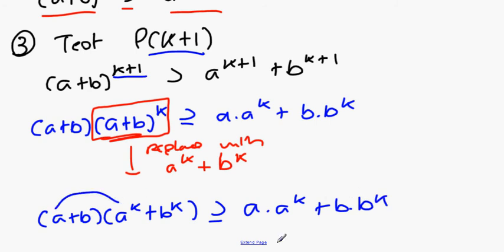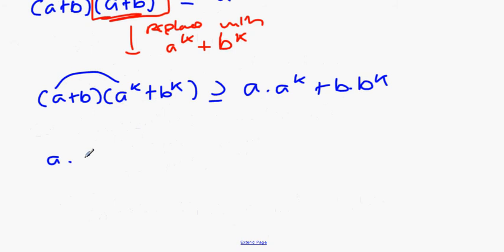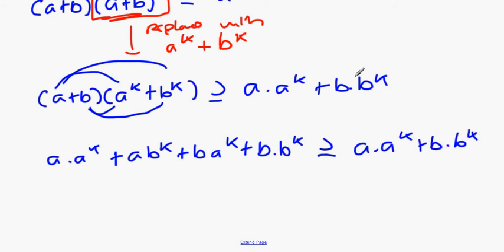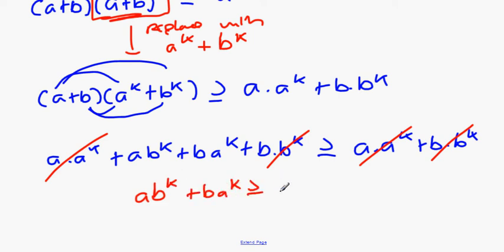Now multiply by AK and we get AK, then we get plus A BK, then plus B AK, and then plus B BK. And we have to prove that this is greater than or equal to AK plus B BK. Now you can see on both sides that the AK is cancelled, the B BK is cancelled, and I'm going to be left with A multiplied by B to the power K plus B by A to the power K greater than or equal to 0.